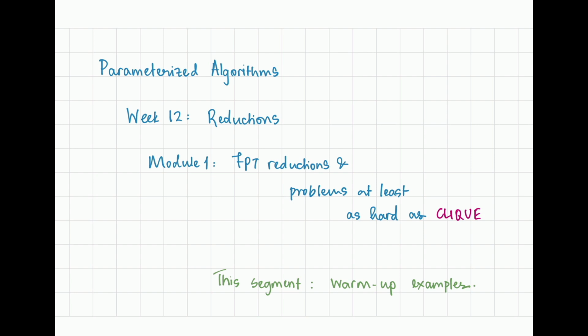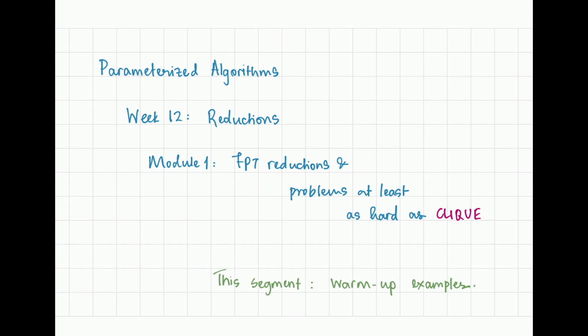So if clique parameterized by solution size is not FPT, then what does this tell us? Are there other problems that clique reduces to that also turn out to be not FPT, assuming that clique is not FPT? So that's kind of the flavor of the discussion that we are going to have now, and also into the next couple of segments here.